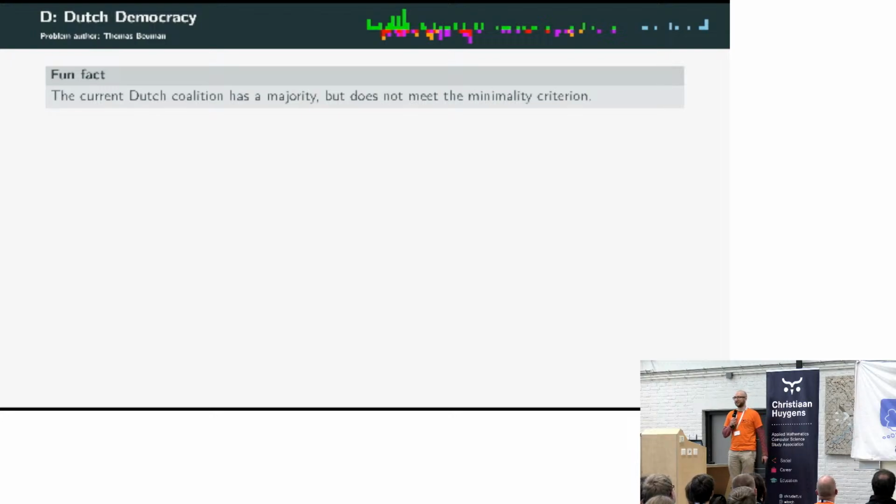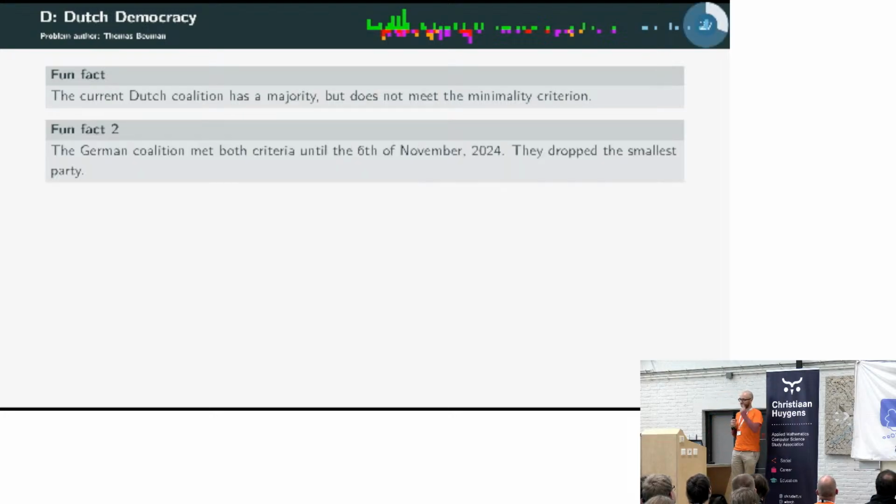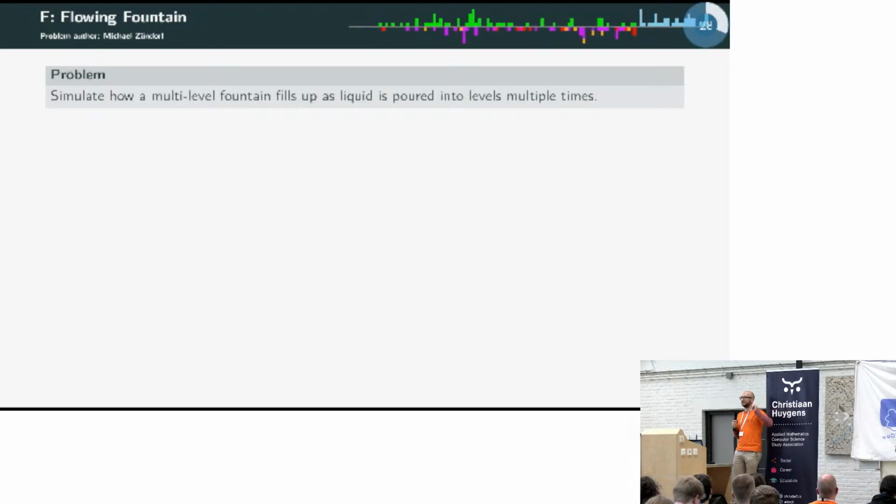OK, to the next problem, Flowing Fountain. We are given a fountain where we want to pour liquids, and we have different levels that each have different radii, or potentially the same. The liquid can fill up these levels, and then it will flow down into the next level that is larger than the current level. And we want to simulate this.